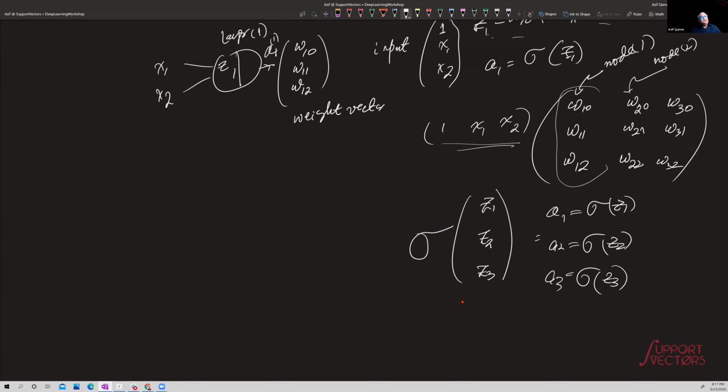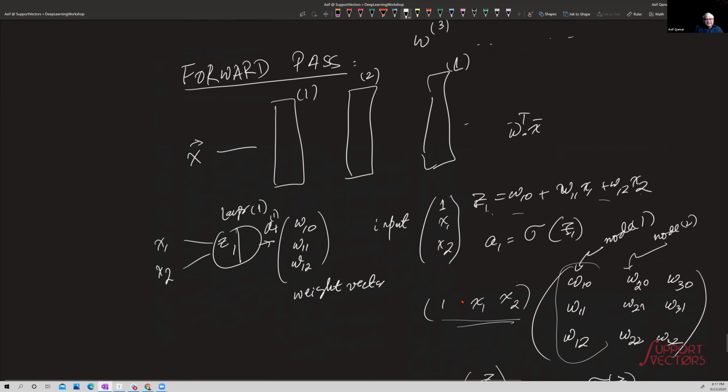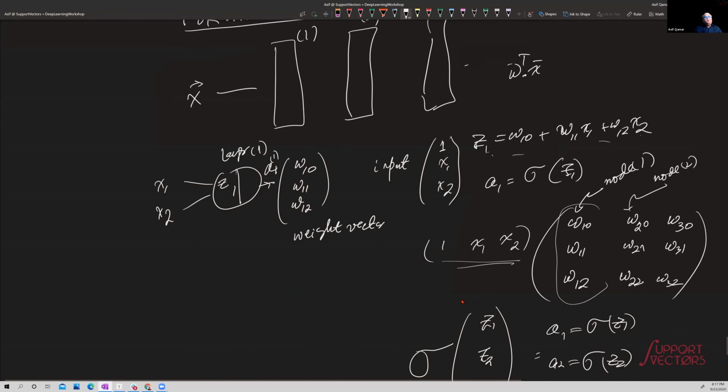So far, guys, am I making sense? I'm not doing anything complicated. I'm just doing basic multiplication, right, to see what is the output from the first layer.